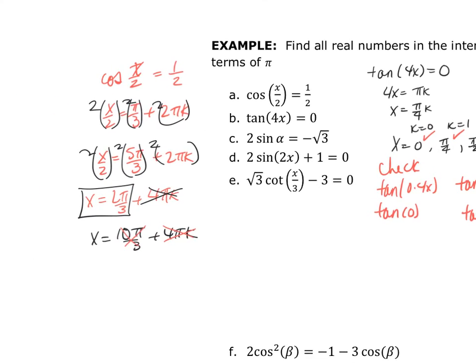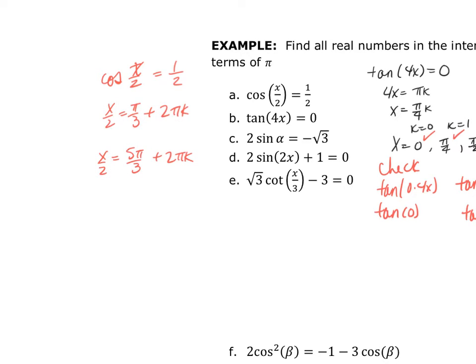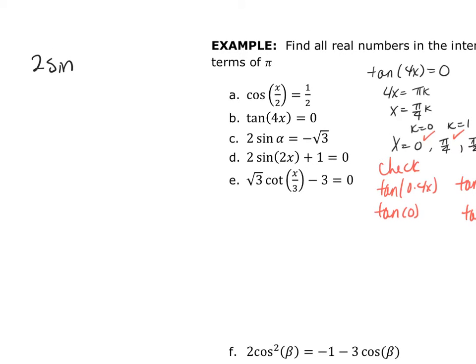Okay, lastly, we are going to do C. And C is the one I would have recommended that you start with. The reason is that for C, there is no worry about doing the plus 2 pi k stuff because there is no multiplier on my angle. So I just have the sine of alpha is equal to negative square root of 3. Divide both sides by 2, sine alpha is equal to negative square root of 3 over 2. And I just get the answers right away. There's no extra work on this one.